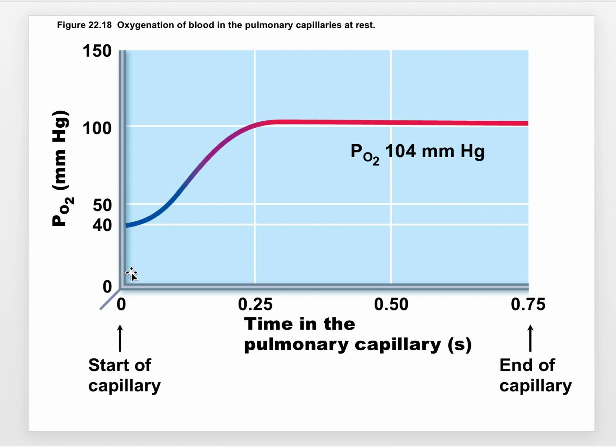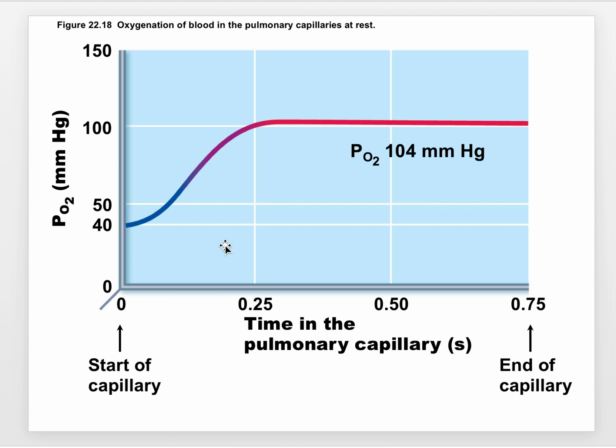If you measure the partial pressure of oxygen in the blood of a pulmonary capillary at rest, this is the time, this is the partial pressure of oxygen. Blood enters the capillary at time 0. It's going to be deoxygenated blood with a partial pressure of 40. It enters the capillary here, and then within 1/4 of a second, the partial pressure of oxygen is already up to 104 millimeters of mercury. It travels very fast from 40 to 100. And it remains at this level throughout the time that the blood is in the pulmonary capillary.